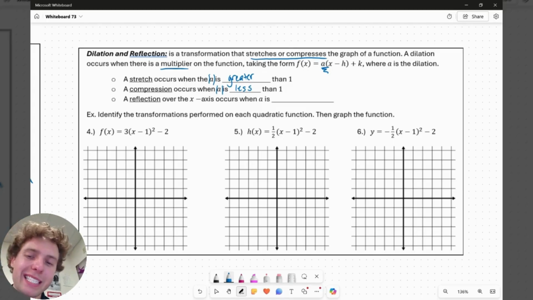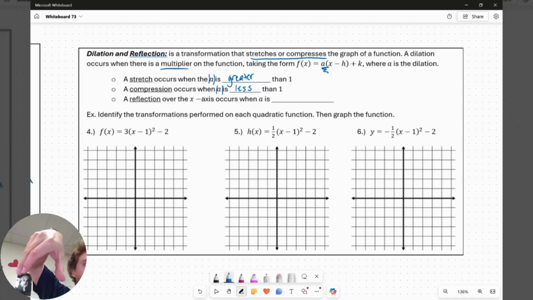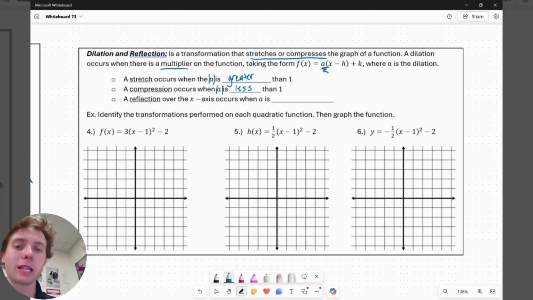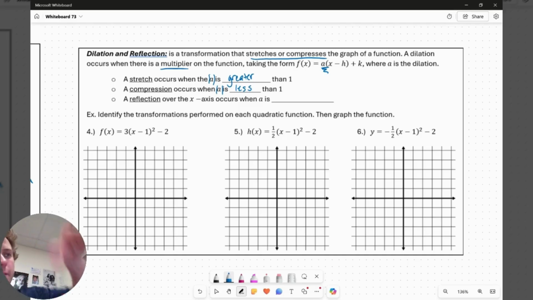But then there's also this idea of a reflection. A reflection means you have your graph. It's this U shape, and we're going to reflect it. We're going to flip it so it goes the other way instead. Okay, a reflection over the x-axis flips it upside down. This will occur whenever the a value is negative.